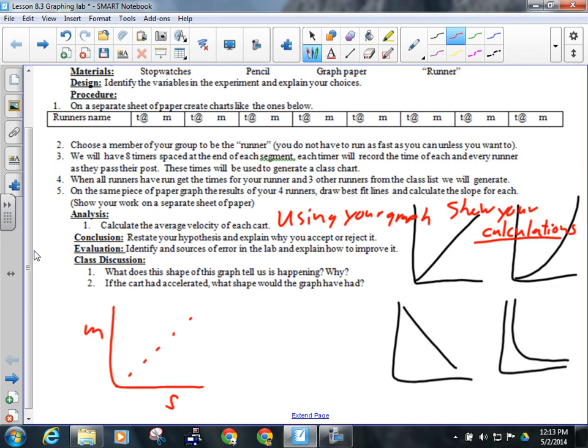Everybody with me there? Then you've got your conclusion and evaluation, same as always. You don't have to do the class discussion. We'll talk about those when I hand them back after I'm done marking. All right, so you can get to work on the procedure part, the design and hypothesis part, and then I'll show you the graphing part here.